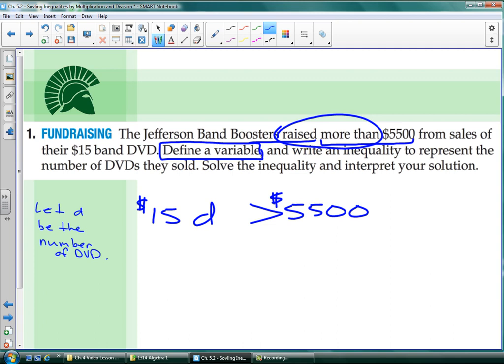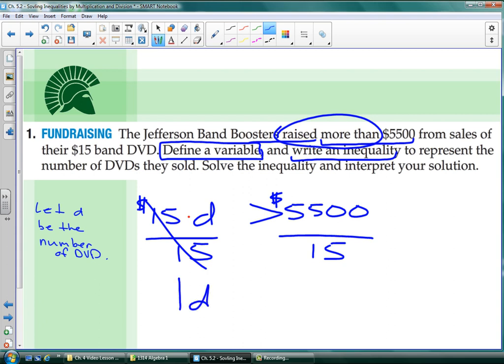So now, I've done the first part, I defined my variable. I did the second part, I've written an inequality to represent the number of DVDs they sold, okay? And then I'm going to solve this inequality and interpret my solution. So I'm going to divide by 15 on both sides, because I have currently a multiplication, and the opposite of that would be division, also multiplying by its multiplicative inverse. These two cancel to give you 1 when you divide, and so 1D is going to be greater than 5,500 divided by 15.